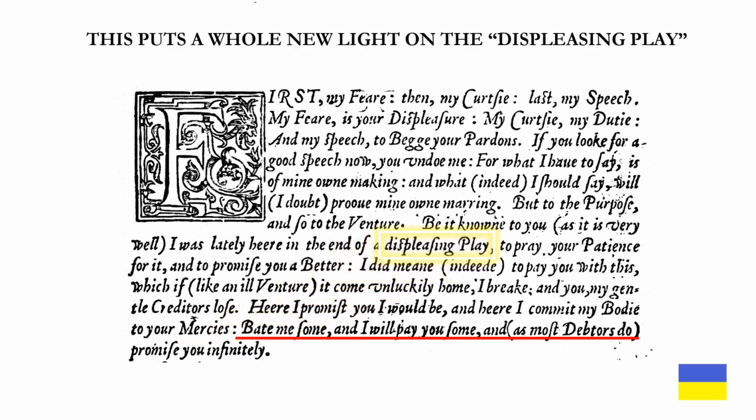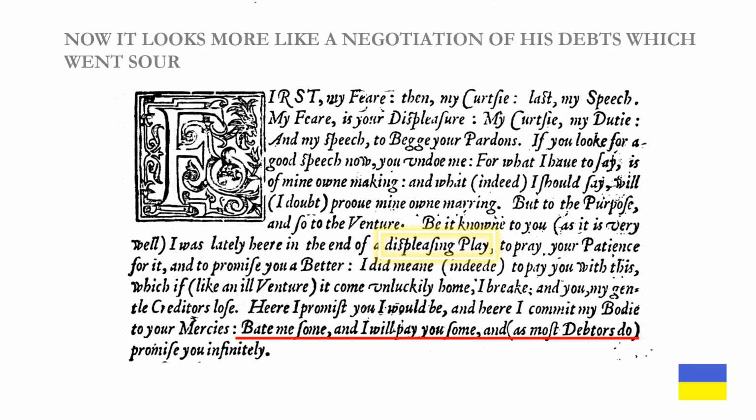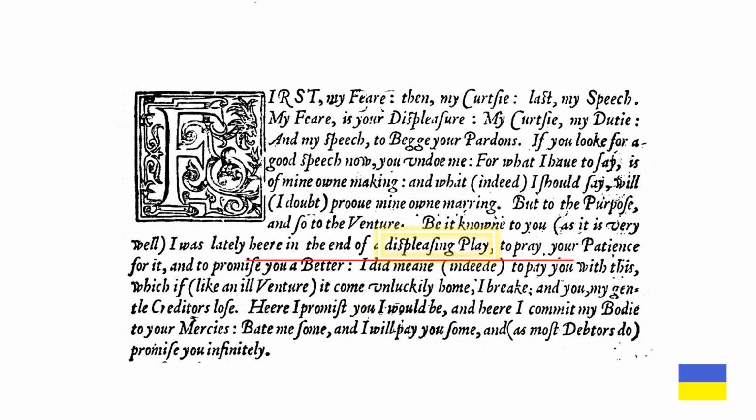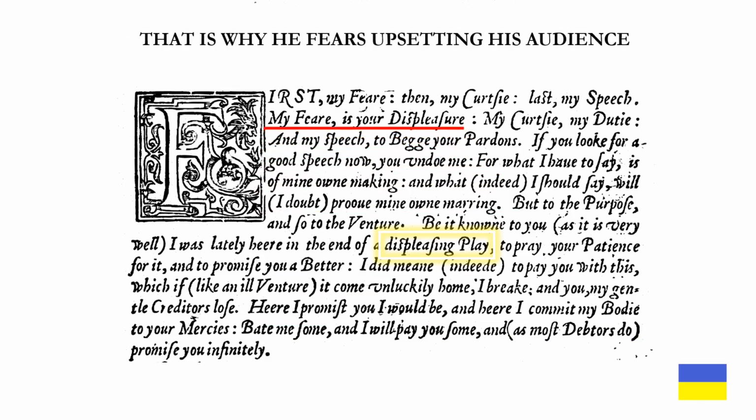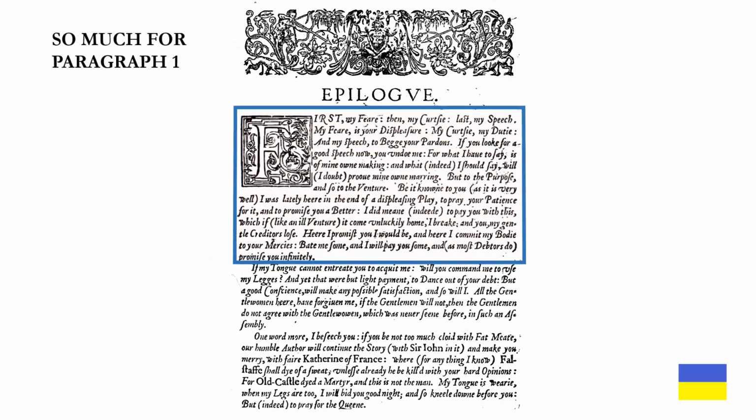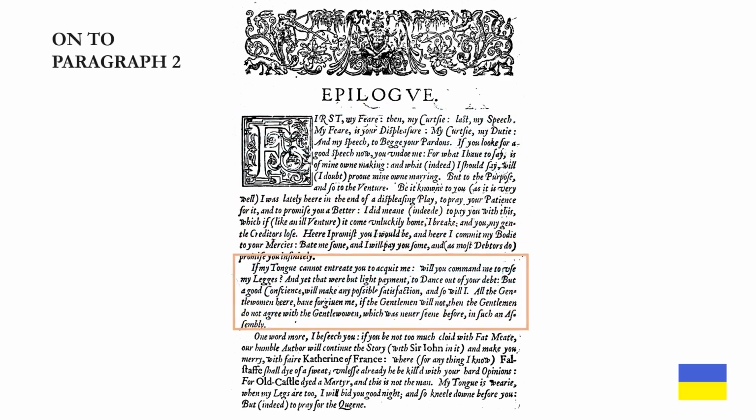This puts a whole new light on the displeasing play. Now it looks more like a negotiation of his debts which went sour. That is why he fears upsetting his audience, particularly those people to whom he owes money. So much for paragraph 1. On to paragraph 2.